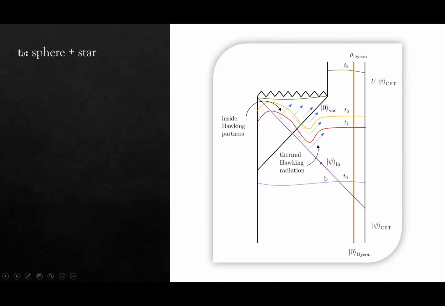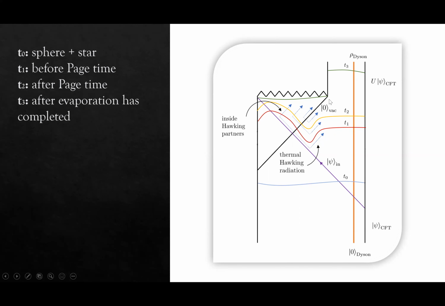So let's look at these time slices. At time slice 0, so t equals 0, we only see the star and the Dyson sphere. If we move upwards, we get to a time before Page time. Before Page time means that the black hole hasn't evaporated that much, and hence it just sees one of these Hawking partners. Of course, that means that after Page time, it has seen much more, aka 2 Hawking partners. And eventually, the black hole will evaporate completely, and this is depicted by this slice T3 here. Of course, we want to draw a global slice, so we have to include this disconnected piece here.